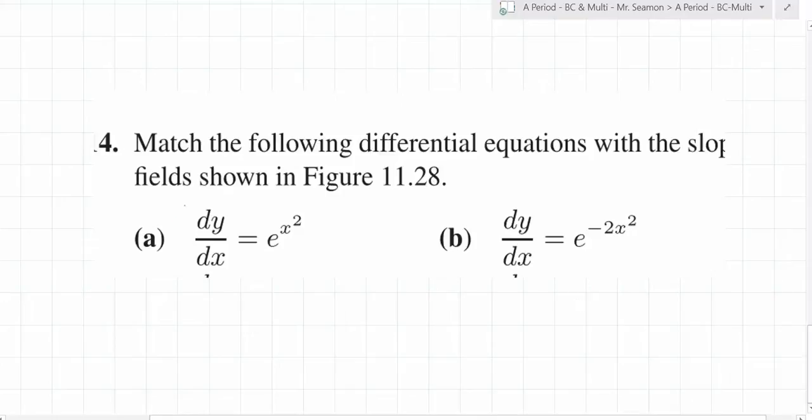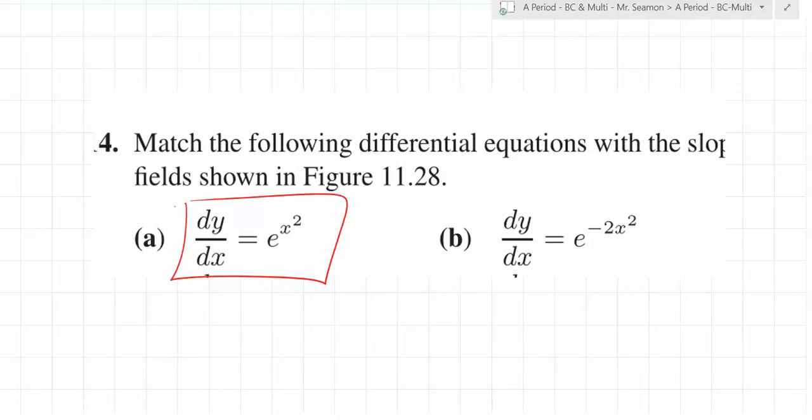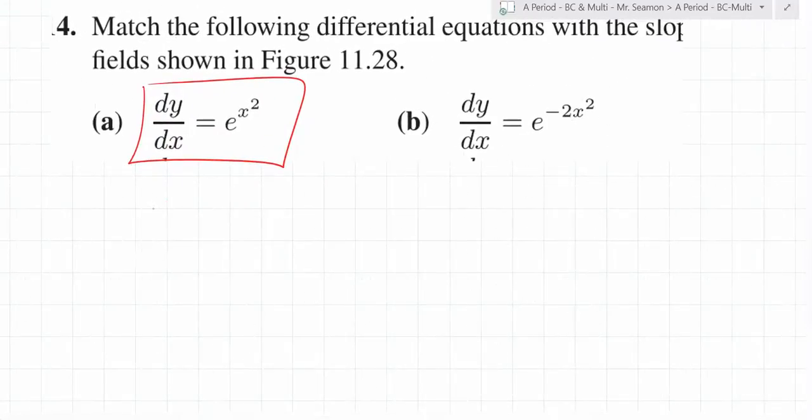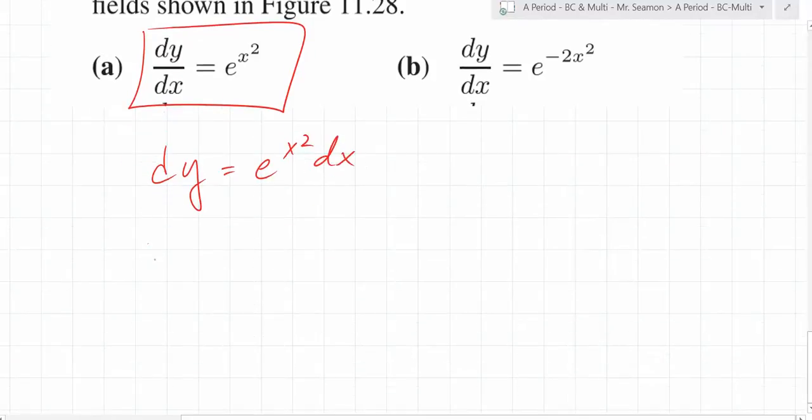So on this question right here, this is a differential equation because it models a rate of change. Find me the relationship of y in terms of x. Yeah, okay, exactly. So you end up with dy is equal to e to the x squared dx, right? So what does that tell you? y is equal to the integral of e to the x squared dx.